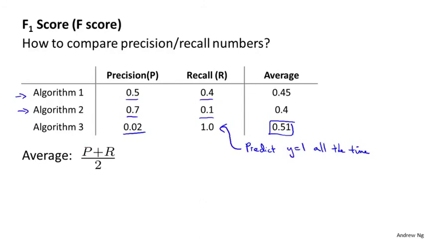So we usually think of this average of precision and recall as not a particularly good way to evaluate our learning algorithm.